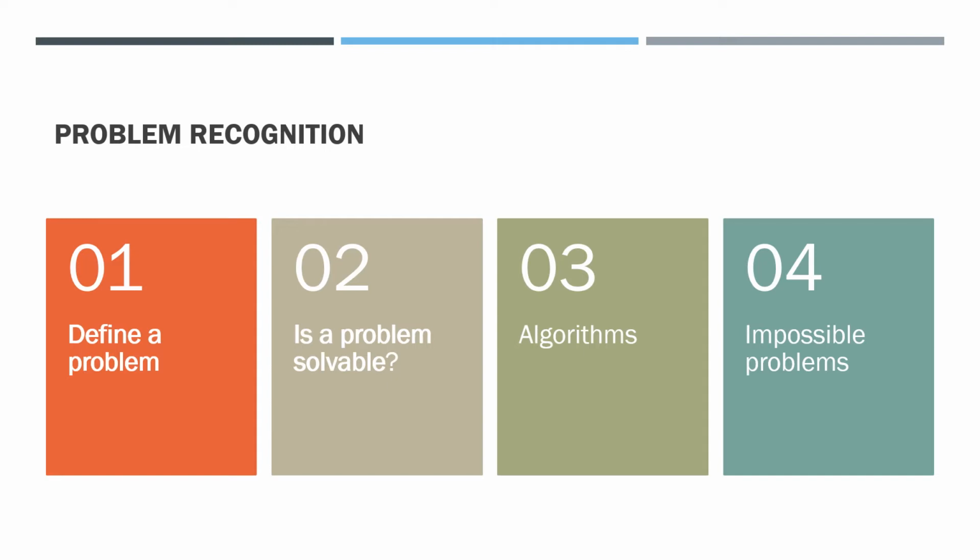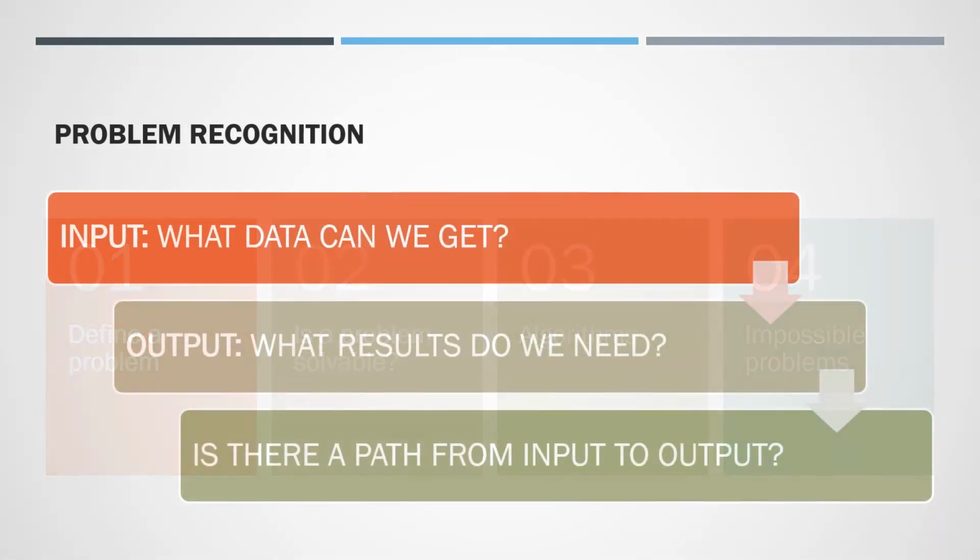We'll learn what an algorithm is and how it helps us to solve a problem, and we'll briefly review the set of problems that are impossible to solve. So problem recognition basically means that we have to clarify what the inputs and the outputs to our process should be. And finally, we have to decide, is there a path that will take us from the inputs to the outputs? If any of those factors are missing, it's going to be hard for us to write a computer program.